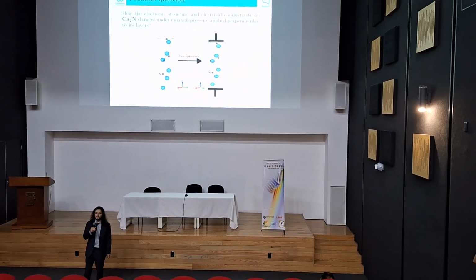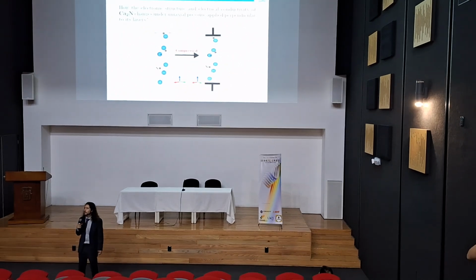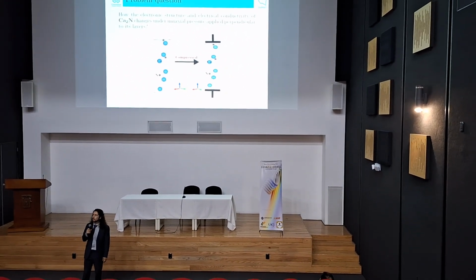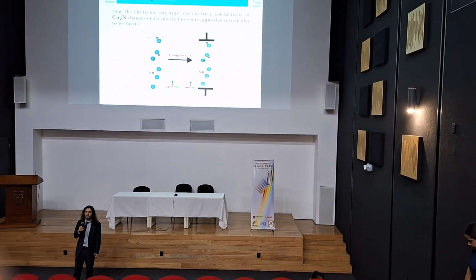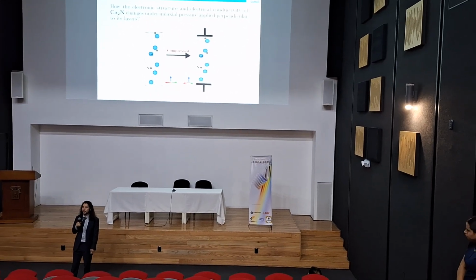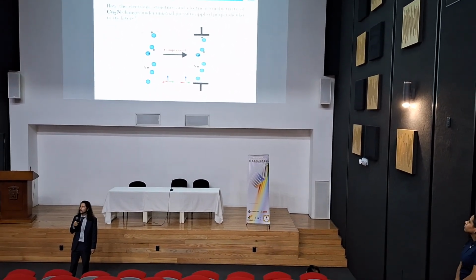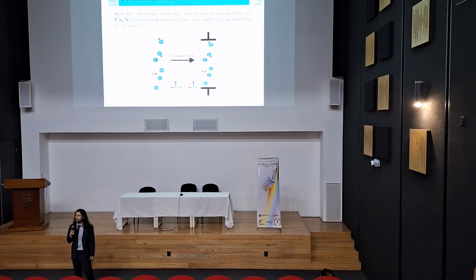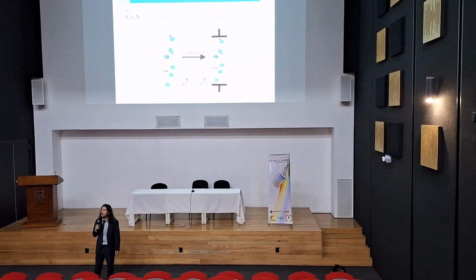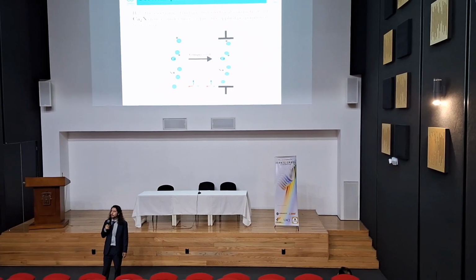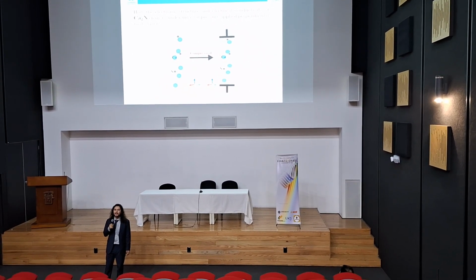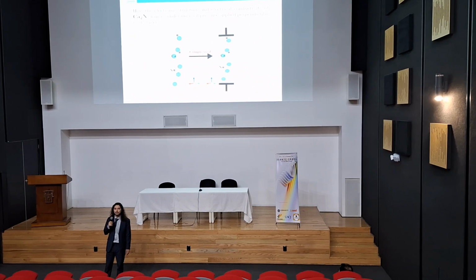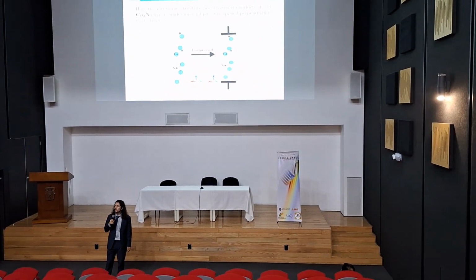So, given this context, a question arises: how do the electronic structure and electrical conductivity of calcium nitride change under uniaxial pressure applied perpendicular to its layers? We hypothesize that with the pressure, the electrical conductivity of calcium nitride will decrease. Next, please.